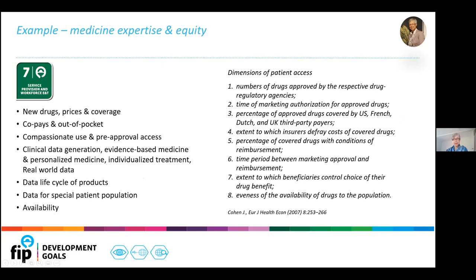Now I give you an example coming from service provision. Imagine colleagues in a community pharmacy counseling patients on medicine and how to get access to those. As the basis, we take the dimension of patient access as defined by Cohen. With this understanding, they can counsel on new drugs, prices and coverage, co-pays and out-of-pocket expenses. They can explain and advise on compassionate use and pre-approval access programs to get access to innovative treatments.